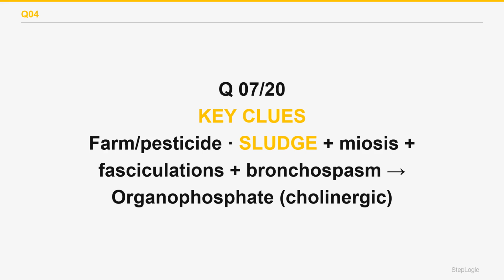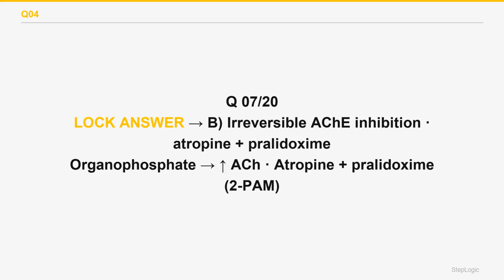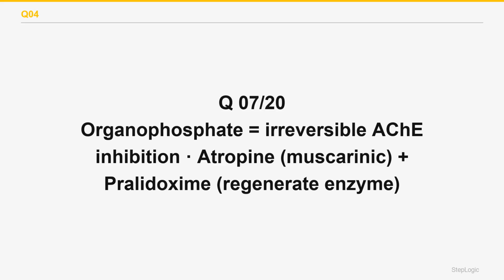The antidote is atropine, to block the muscarinic receptors, and pralidoxime, to regenerate acetylcholinesterase before it ages and becomes permanently inactivated. Atropine treats the muscarinic symptoms but does nothing for the nicotinic fasciculations. That is why pralidoxime, which reactivates the enzyme, must be added and given early before aging occurs. Choices that block cholinergic receptors or give anticholinergic agents mismatch this poisoning.